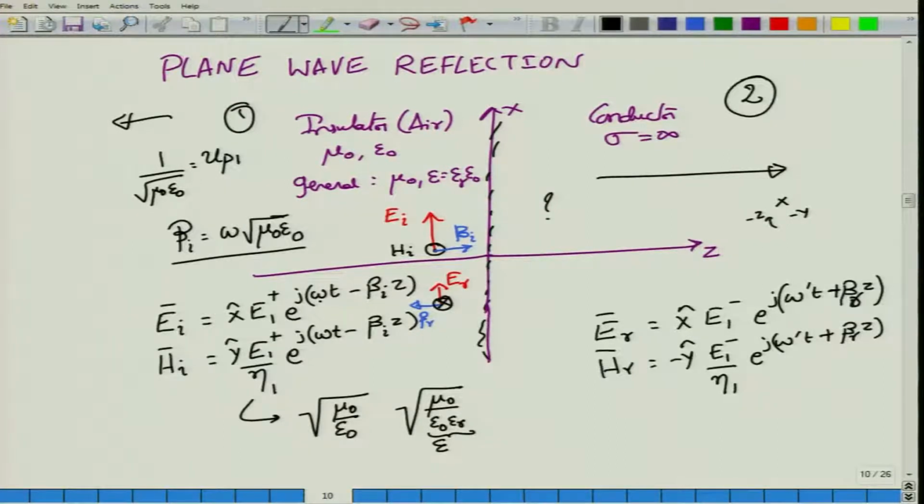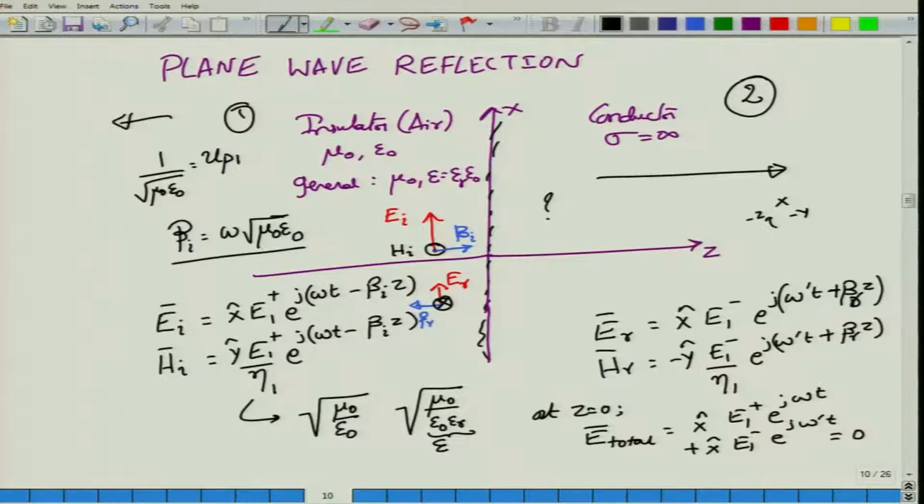The question is, can omega be different from omega prime, and what will be the relationship between beta i and beta r? Beta i is the magnitude of the incident wave vector, or propagation constant, and beta r is that of the reflected wave. In region 1, where the action is taking place because nothing is propagating inside the second medium, the total tangential electric field will be the sum of the incident and reflected fields, evaluated at z equal to 0. So, at the z equal to 0 interface, the total tangential field E total will be x hat E1 plus e to the power j omega t plus x hat E1 minus e to the power j omega prime t, and this total electric field must then be equal to 0.